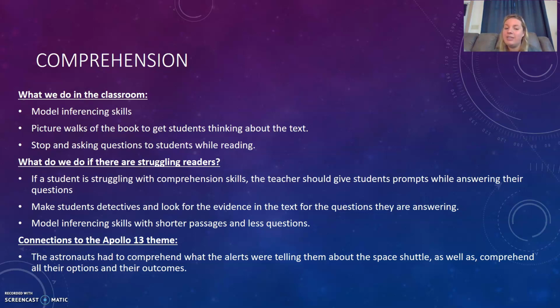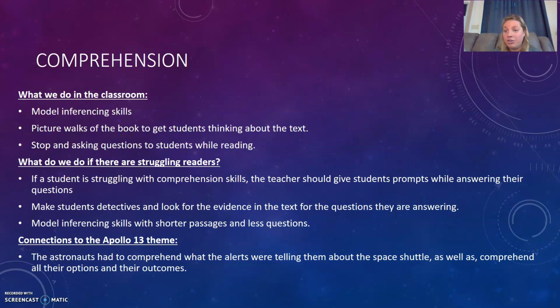Make students detectives and look for the evidence in the text for the questions that they are answering. I have my students use mini magnifying glasses as detectives, and they have to look for the evidence back in their text. They love it. It's an engagement tool for students to practice comprehension as well as inferencing skills. And then modeling those inferencing skills with shorter passages and fewer questions.